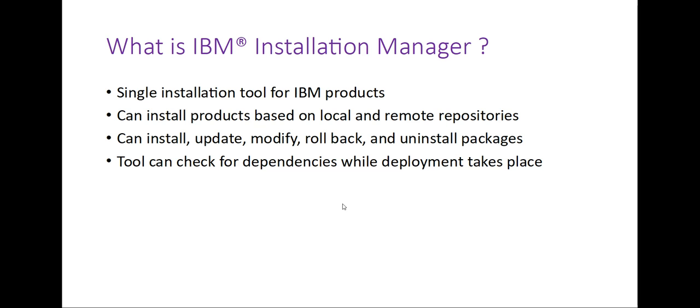In the sense, if you have an archive file, a zip file which is downloaded from a portal or a website, you can directly use it with the local repository. Or if you have a URL where you connect to that URL and deploy that product, then you can use the remote repository. That's how you can install from both local and remote repositories.